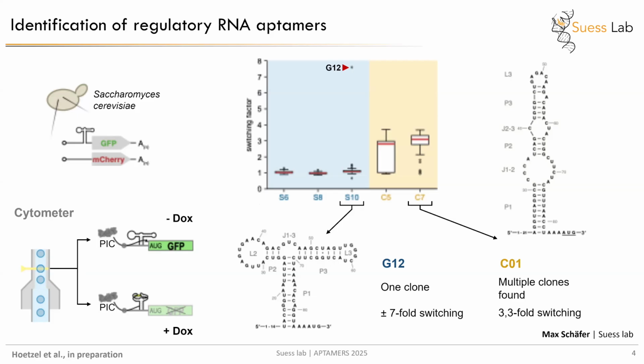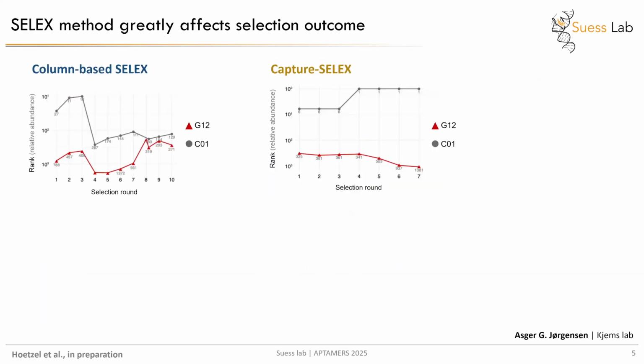Because I didn't expect that to be that crazy, we did NGS analysis, and first of all, we tracked our two candidates, G12 and C1. On the left side, for the column-based SELEX, we see that both seem to enrich in the first few rounds, then they sharply drop, and then they start to fluctuate through the selection process. None of them comes into the top 100 sequences. And interestingly, C1 is higher in its abundance in this pool in the final round of 10 than G12, but we found G12. So the chance of finding a regulatory aptamer in those pools is very low when you do column-based SELEX.